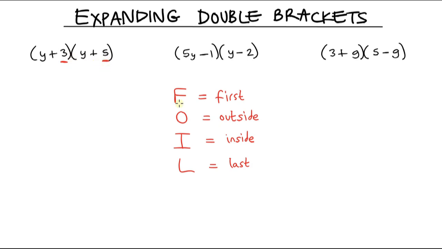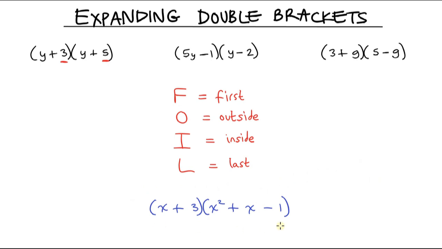Now, I just want to stress that the order does not matter. The only reason it's done like this is because FOIL is a nice, easy word to remember. We could change the first and the outside around, and then it would be OFIL, and you'd get exactly the same answer, but it's not as easy to remember as FOIL. Okay, so this is one way of doing it. Now, there is one main reason why I don't like this method, is because it only works if you've got two terms in each bracket.